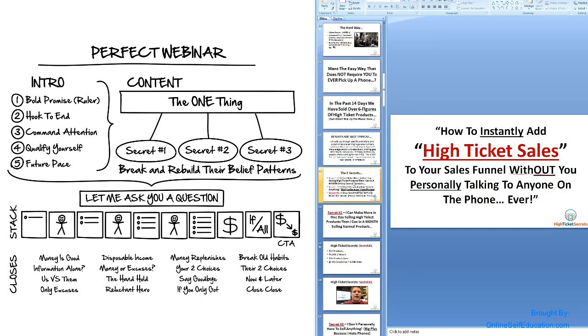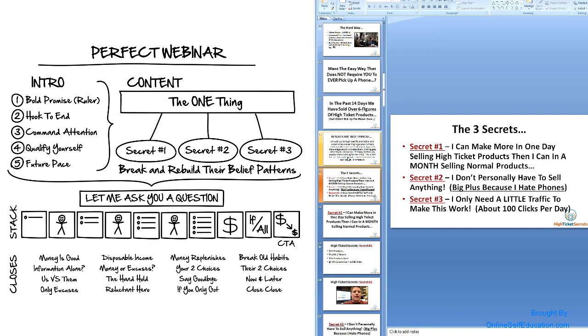Then I come down here. Now I'm going to reveal the 3 secrets. These are my 3 coaching points on this. Okay, so secret number 1 is I can make more money in one day selling high-ticket products than I can in an entire month selling normal products. Okay? So that's my big secret. That's my first aha, my big thing I want to reveal to them. Okay, but what is this? Is that a new thing?